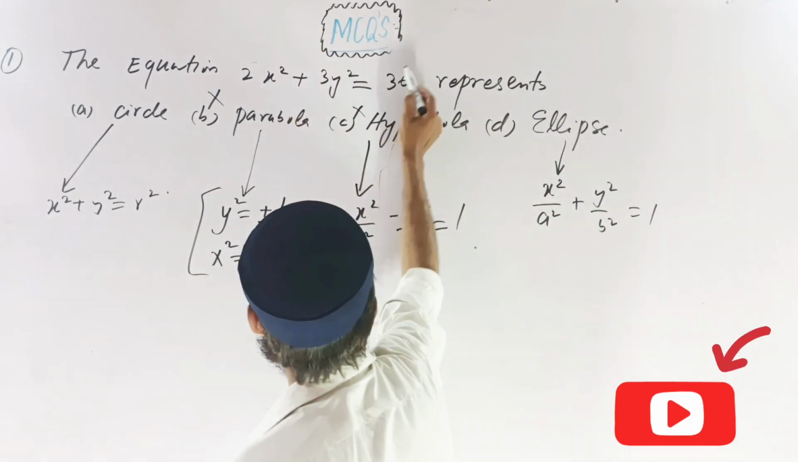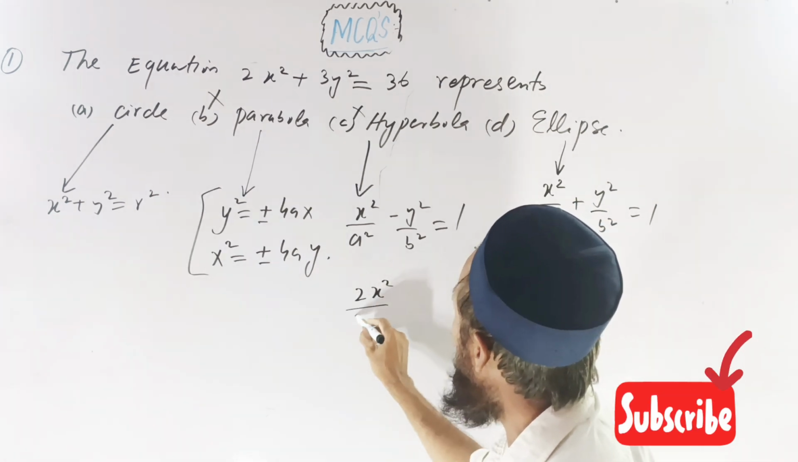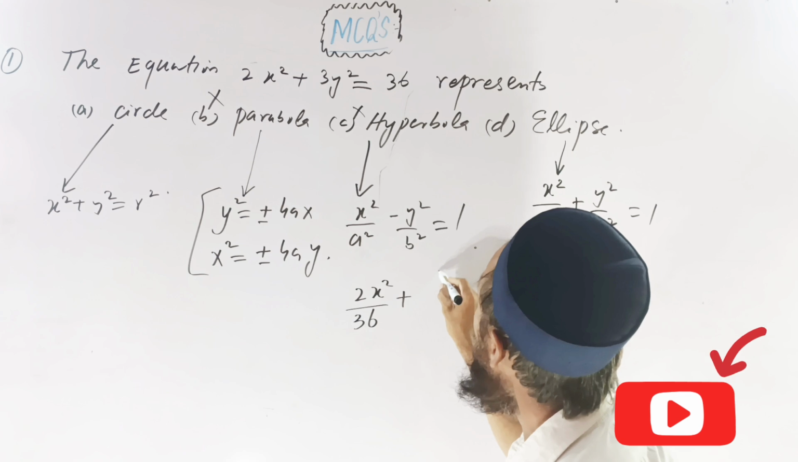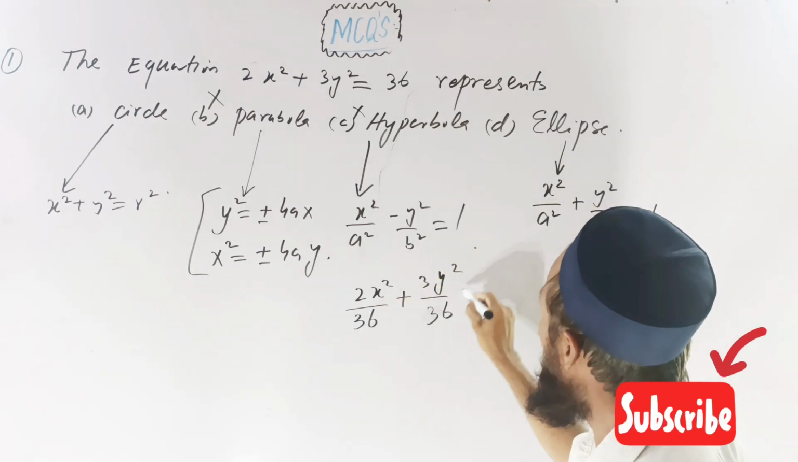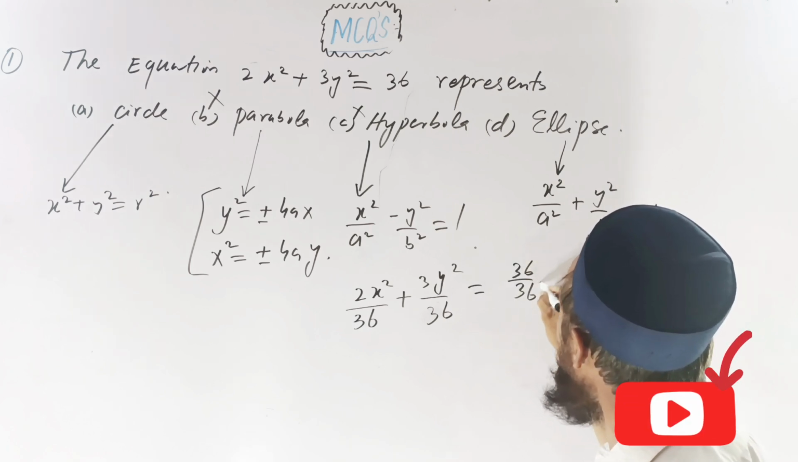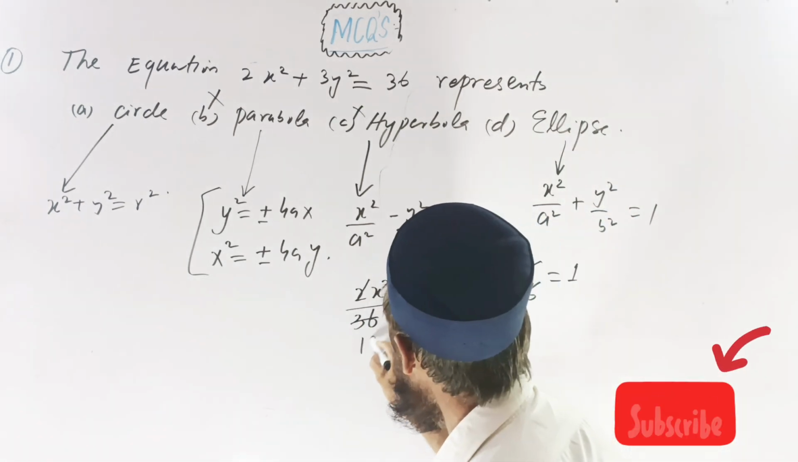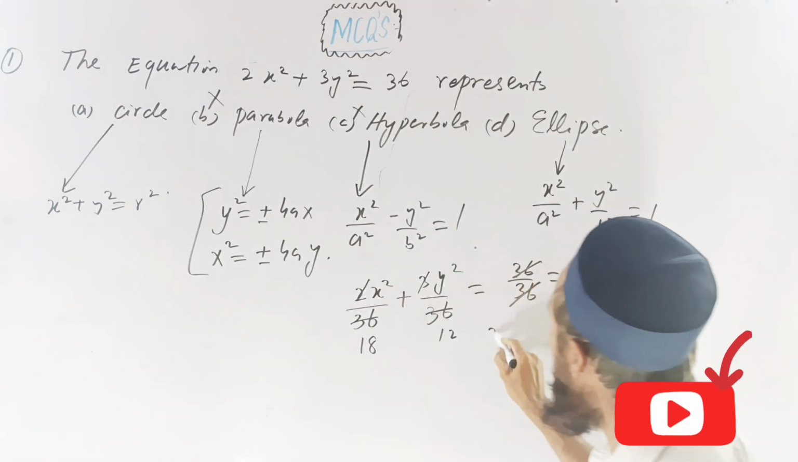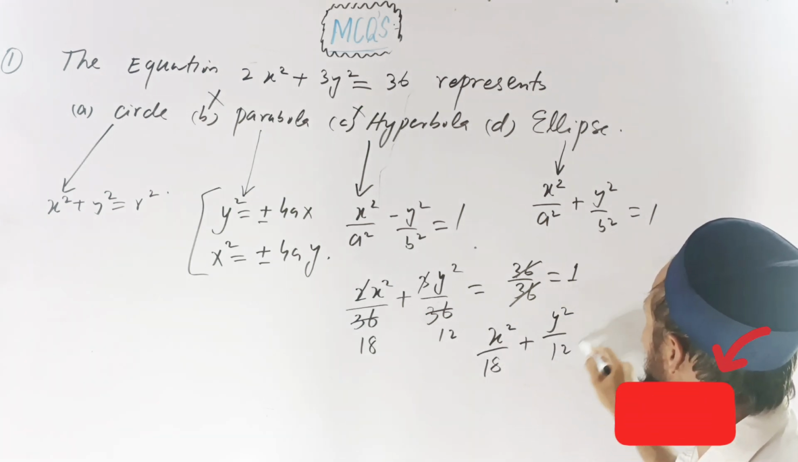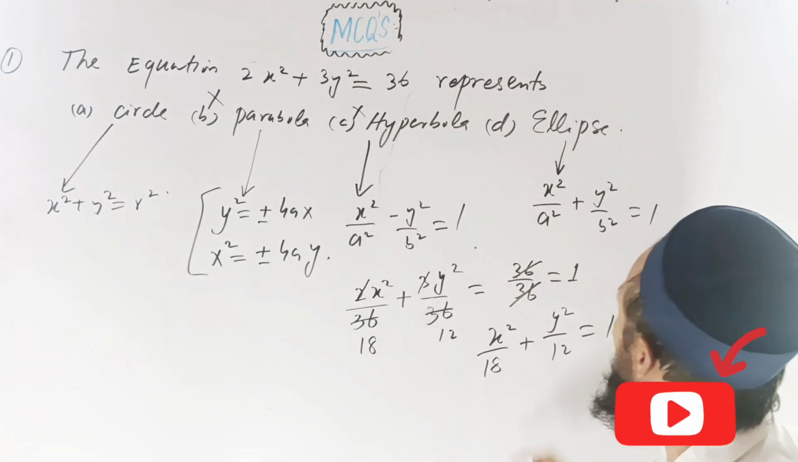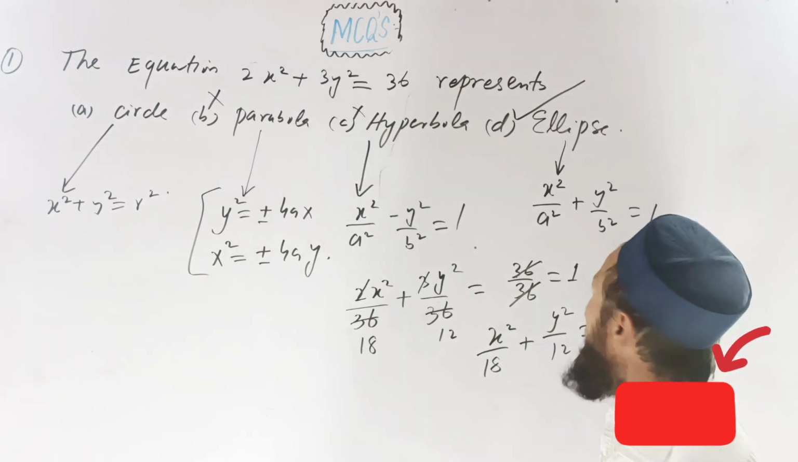Now we simplify this equation. If we divide both sides by 36, the result is 36 divided by 36, we get 1, because 1 is required. And 36 divided by 2 is 18 and 36 divided by 3 is 12. So we get the equation x squared divided by 18 plus y squared divided by 12 is equal to 1. So this equation is correct.